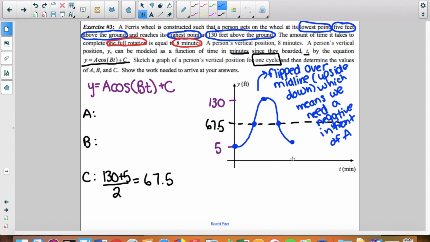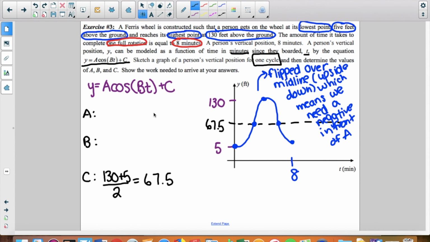Okay, it told us to sketch just one cycle. One cycle was done, but we need to write that last point. That is your period, and it tells us it takes 8 minutes to complete one cycle, so that is 8. Now let's go back so we can find the amplitude and we can find the frequency.